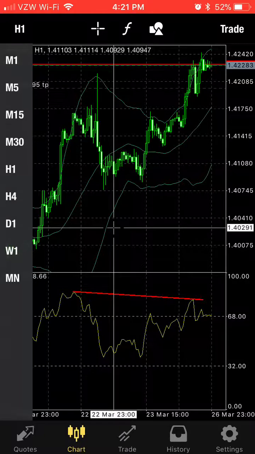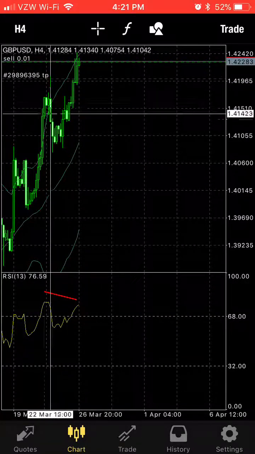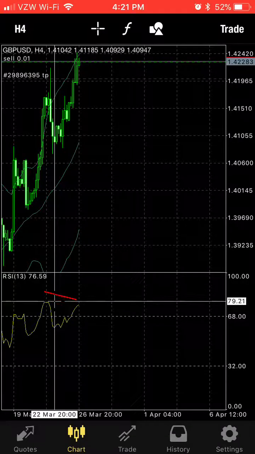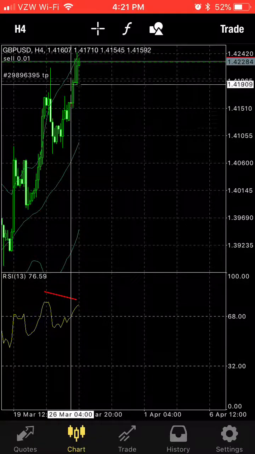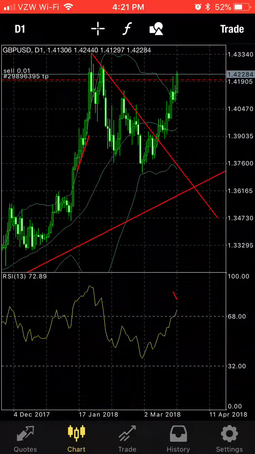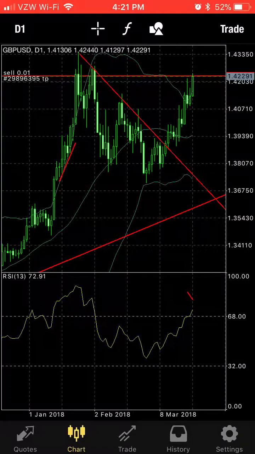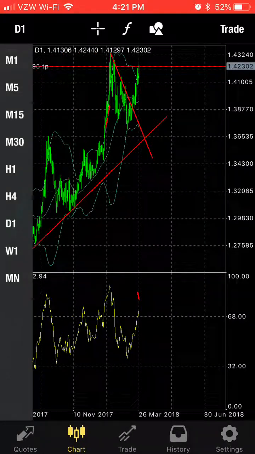Then you go look at a 4 hour. We're at the top of the Bollinger Band on the 4 hour. Right now we have divergence, so this high is still lower than this one. Go up to the daily. What do we look like on a daily time frame? We're pushing outside of the Bollinger Band on the daily. Go to even a weekly.